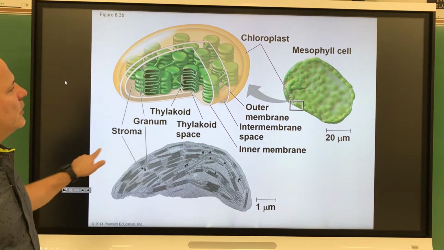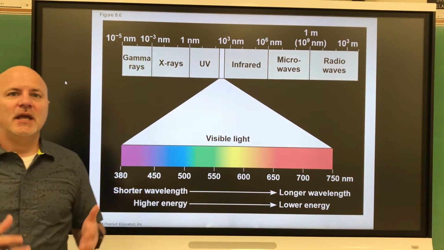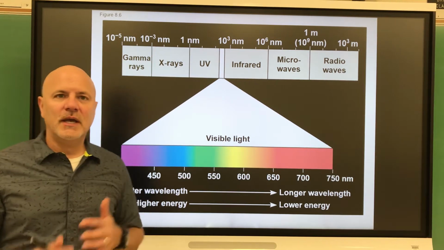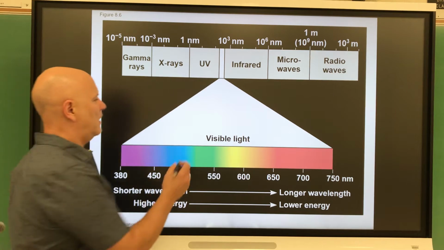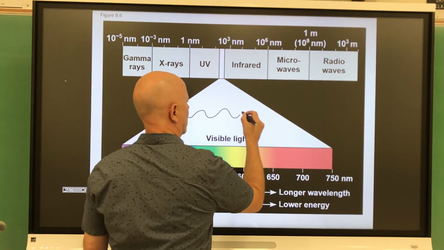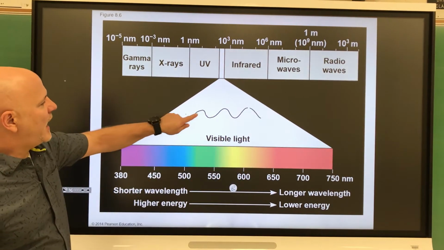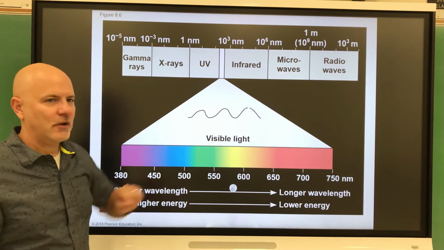Now, let's take a look at the different kinds of electromagnetic energy. Invisible light is a type of electromagnetic energy. So electromagnetic energy is energy that travels in waves. So let me just draw a wave here. Okay, so when we look at a wave, it's going to have what are called crests, so these are upper parts, and then troughs, which are the lower part.